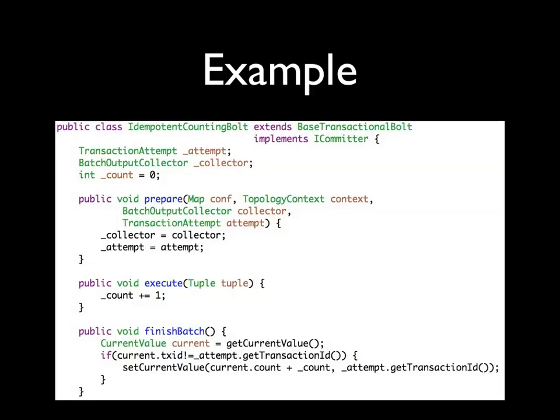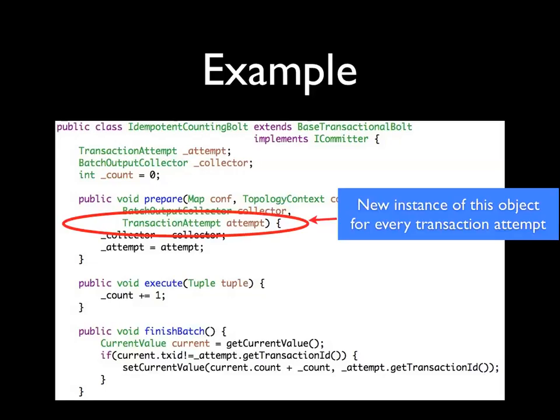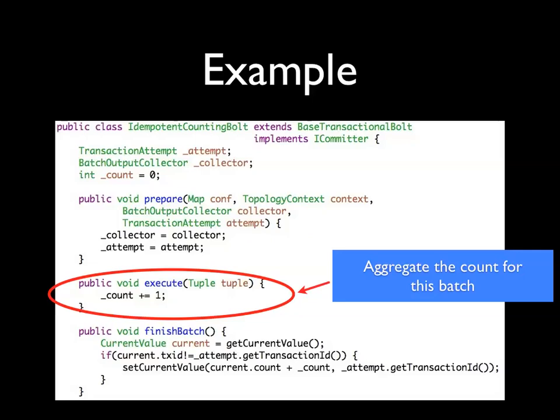Let me show how that works for something like counting. Here we have this idempotent counting bolt, and what it's going to do is update some count that you're storing in a database. Similar to that partial uniquer bolt I showed before, you get a new instance of this bolt for every transaction attempt. Storm calls the combination of the process and commit phases for a batch a transaction. The way this works is that whenever we receive a new tuple, we just increment a partial count that we keep in memory.